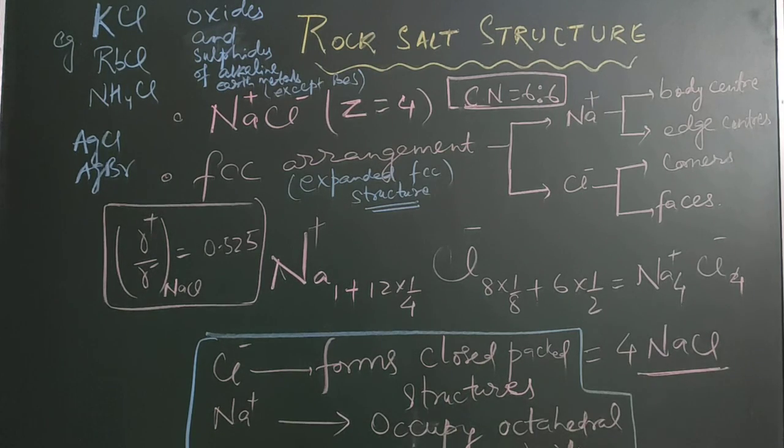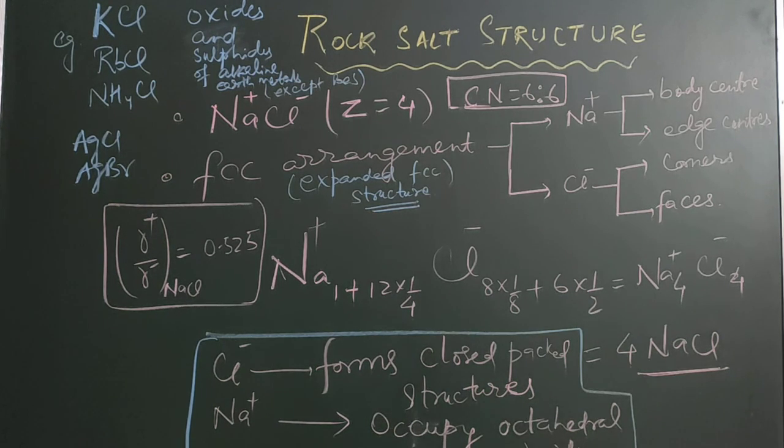Hello students, so today I will be discussing rock salt structure. What is rock salt structure? So NaCl has a rock salt structure. The unit cell content for NaCl is 4. Its coordination number is 6:6.